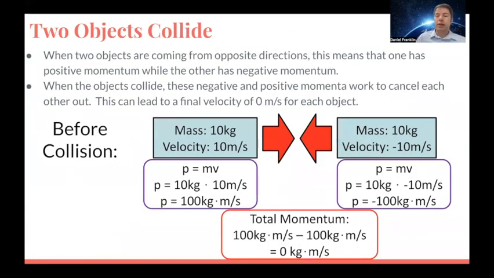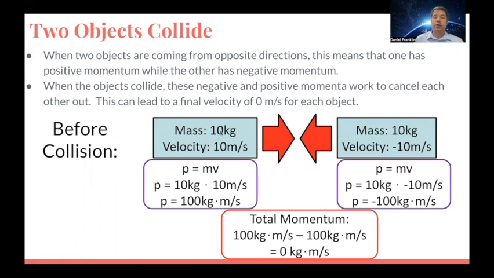So let's break it down into two objects colliding. When two objects are coming from opposite directions, that means one has a positive momentum and one has a negative momentum. When the objects collide, these negative and positive momenta work to cancel each other out.